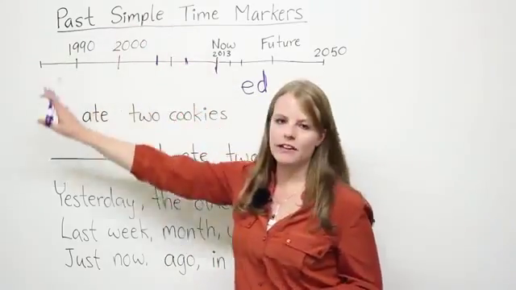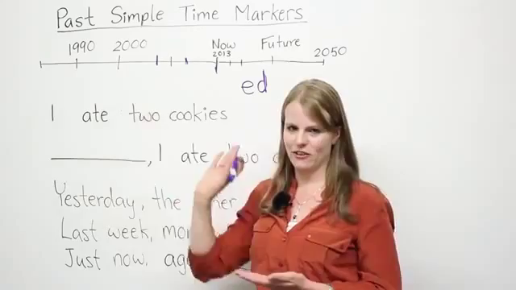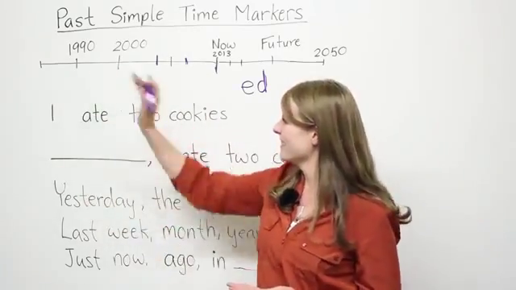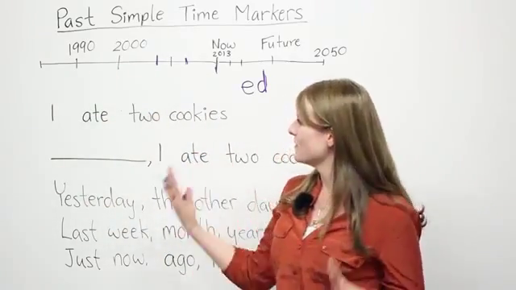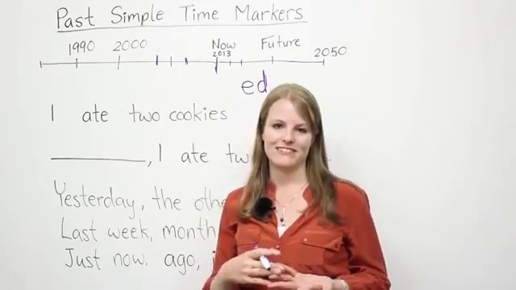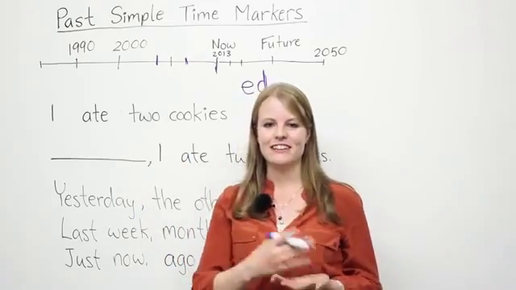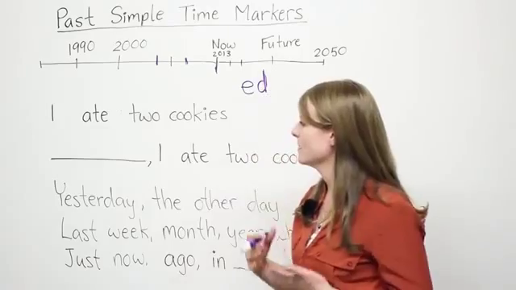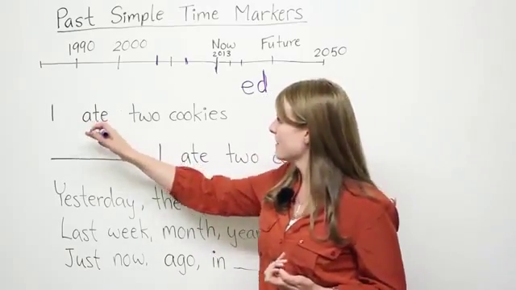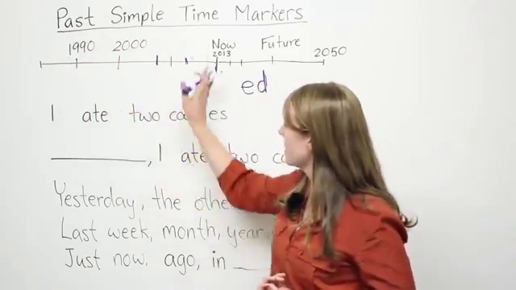This is all the past. Okay, this is all before. This is 1990, 1950, 2000. This is yesterday. So things that happened before. So when we talk about the past tense, we're talking about here.